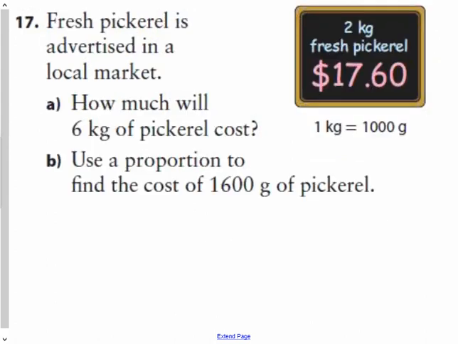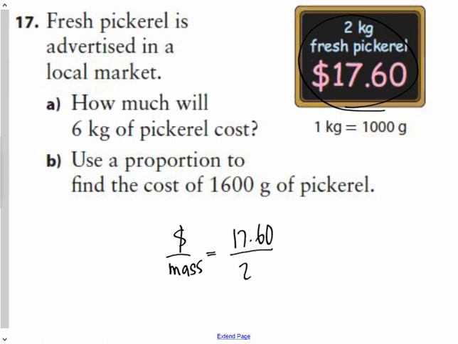Question 17 says, fresh pickerel is advertised at a local market. How much will 6 kilograms of pickerel cost? So right here, we're given a rate of cost to mass, or weight. We're saying it's $17.60 for 2 kgs of pickerel. How much will 6 kilograms cost?